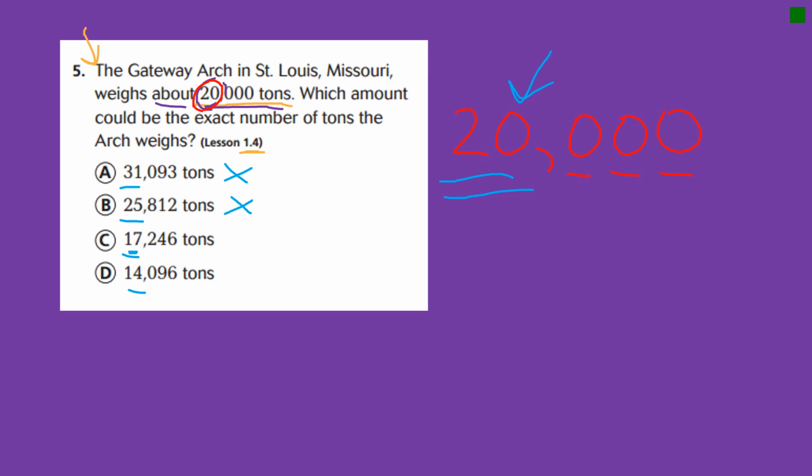17. So 17, if you think about that on a number line, is between 10 and 20, and it's definitely closer to 20. So that would round to 20,000. All right, let's just look at choice D. Oh yeah, 14, that would round to 10,000. So hello, choice C.